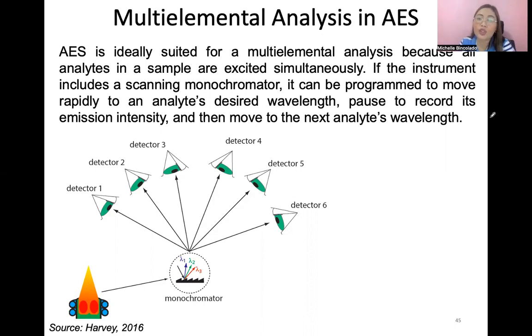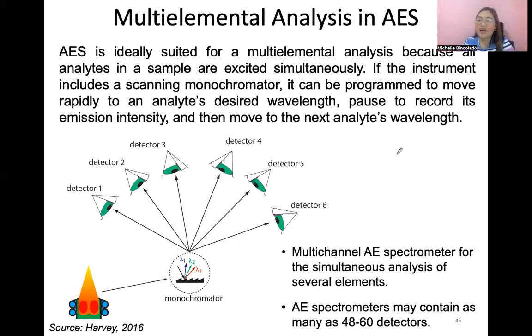If the instrument includes a scanning monochromator, it can be programmed to move rapidly to an analyte's desired wavelength, pause to record its emission intensity, and then move to the next analyte's wavelength. Diba? So kaya kanina sabi doon sa video, kung busy yung lab, very perfect daw ang paggamit ng AES for elemental analysis. So atomic emission spectrometers can contain as many as 48 to 60 detectors. Alright, so yan guys, ang last topic natin for this video.